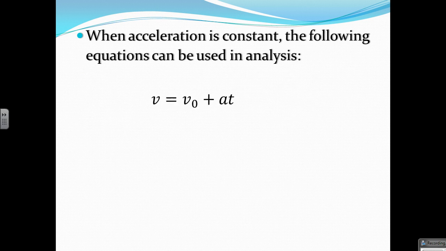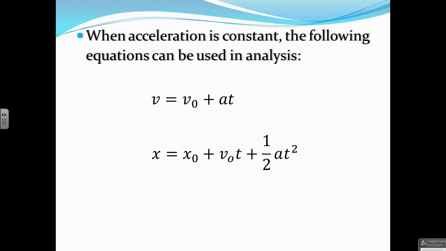The first one, and these are all in your reference tables, is velocity equals velocity initial plus acceleration times time. That would be a constant acceleration. It'll tell us what our final velocity is. Our second one is position equals our initial position plus our initial velocity times time plus 1/2 acceleration times time squared.